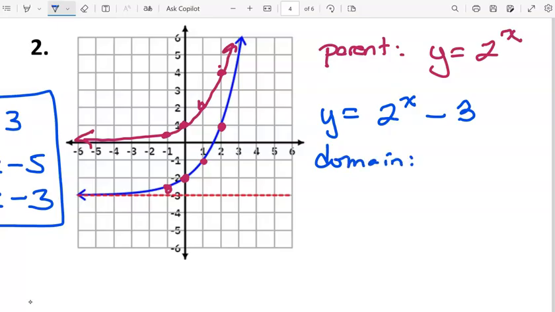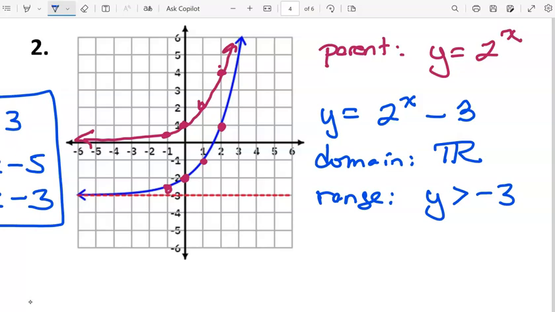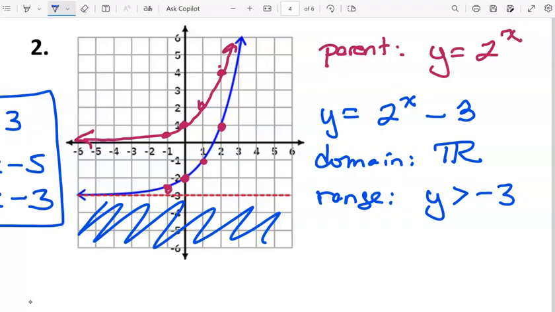If we look at the graph of the transformed function, we can see arrows on both right and left ends and continuing with no breaks. So that means the domain is all real numbers. The range, however, is y is greater than -3. So we can see that the graph does not appear below that horizontal asymptote, and the graph approaches a y value of -3 but doesn't actually reach it.